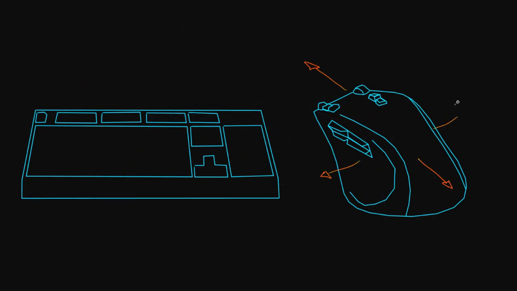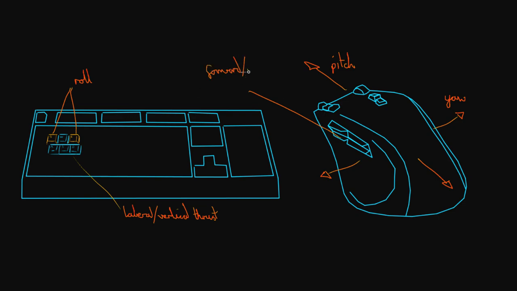For mouse keyboard users, it will be a little different. I recommend setting the mouse to control pitch and yaw, the WASD keys for lateral and vertical thrusters, and then Q and E for roll. Throttle could be increased and decreased using thumb buttons on the mouse or your preferred choice of keys.